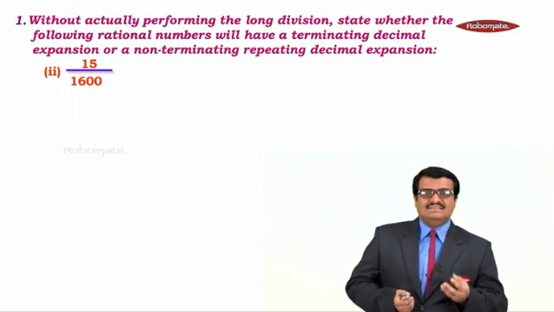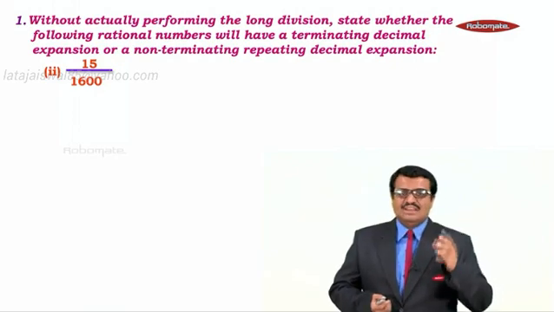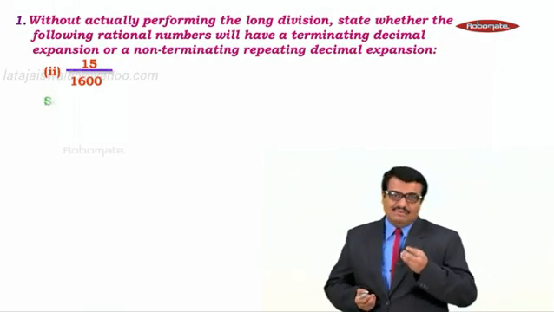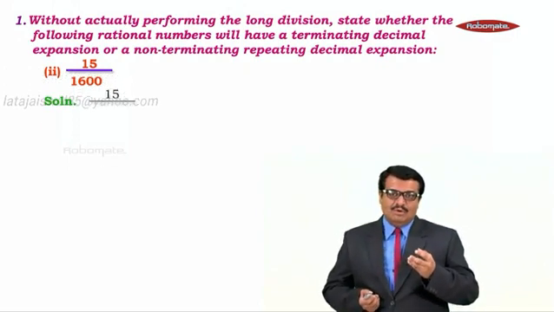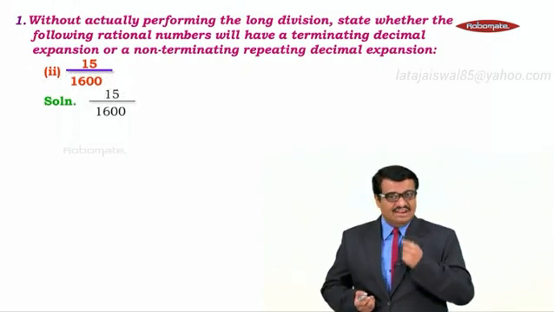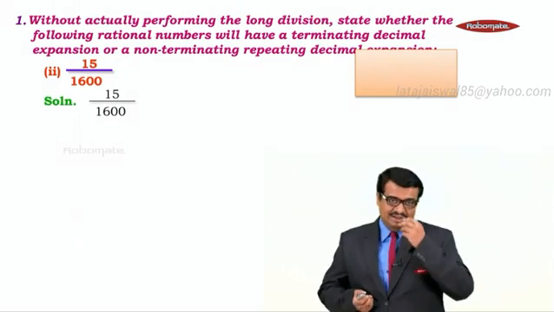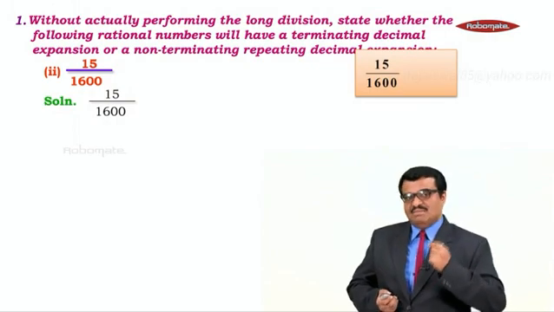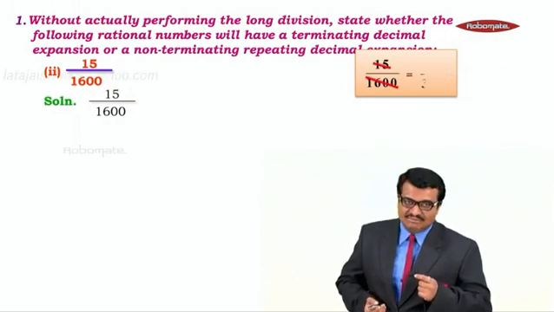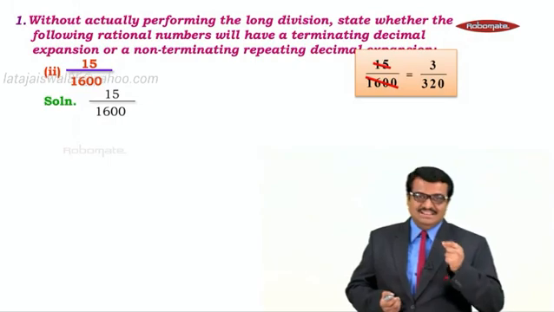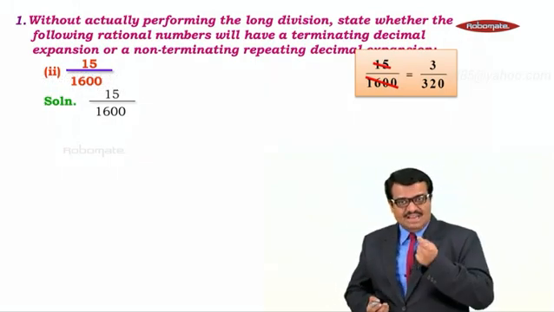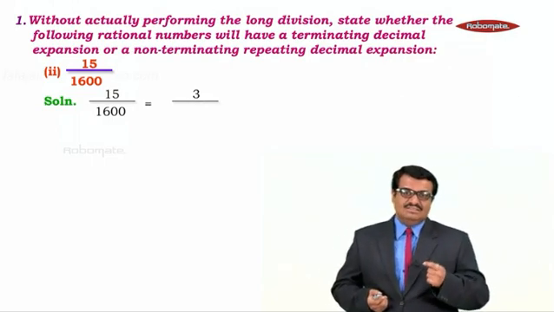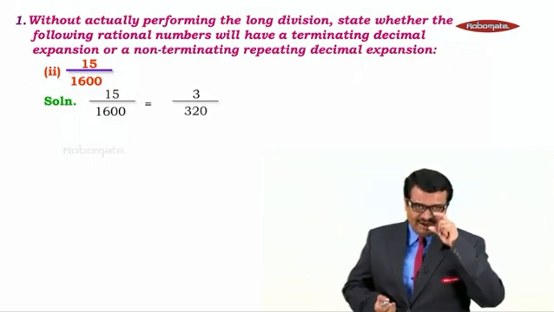So the normal practice is we take 1600 to the working column and do the prime factorization of it and check the denominator. But before that, we can do something more in this sum. 15 upon 1600 we can reduce it because both are divisible by a number. So we will reduce it by dividing both of them by 5. So 5 3s are 15 and 5 320s are 1600. So 15 upon 1600 is nothing but 3 upon 320. Okay, we have made it small.